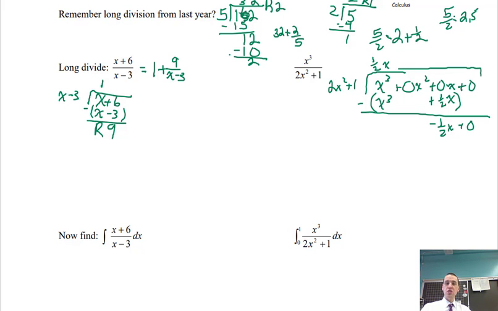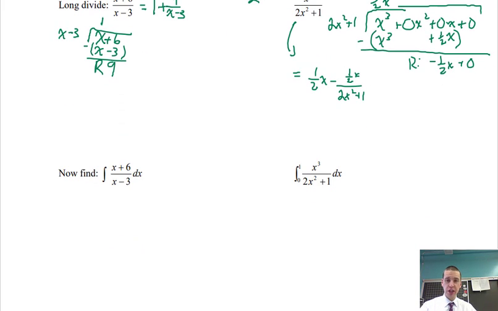Now, can you multiply anything by 2x squared to give you negative 1/2 x? Sure, you could divide, but we don't want that. So we're going to just say this is our remainder. You can't multiply anything by x squared or larger to get negative 1/2 x. So the answer to this question is equal to 1/2 x, and then minus 1/2 x divided by 2x squared plus 1.